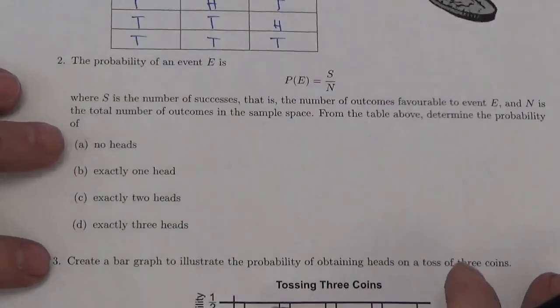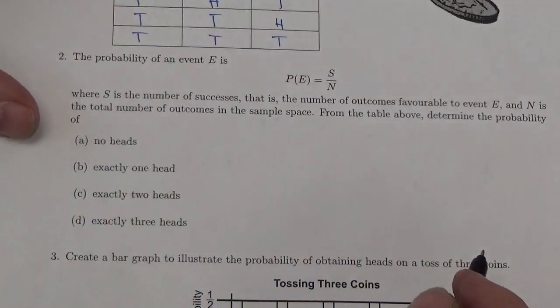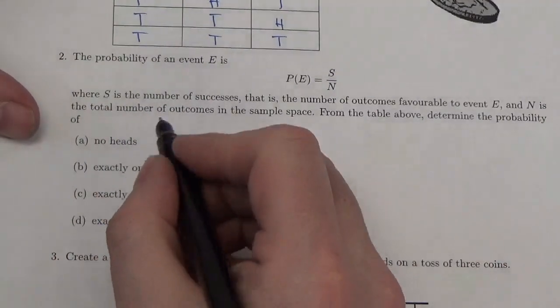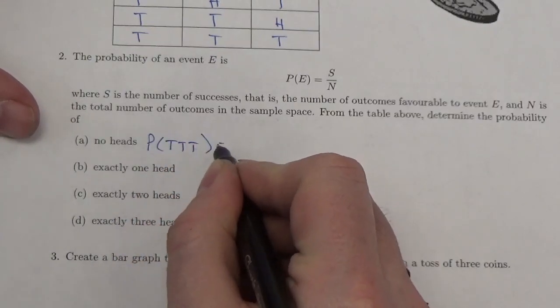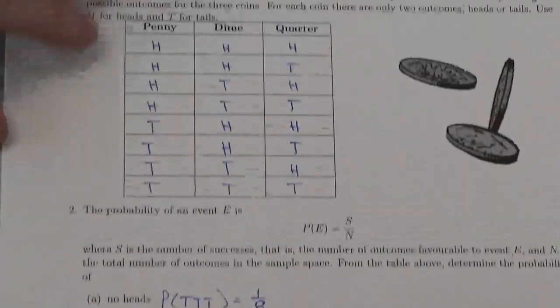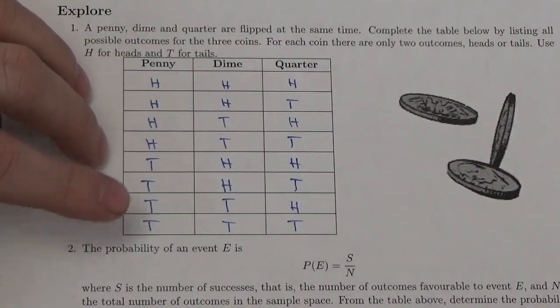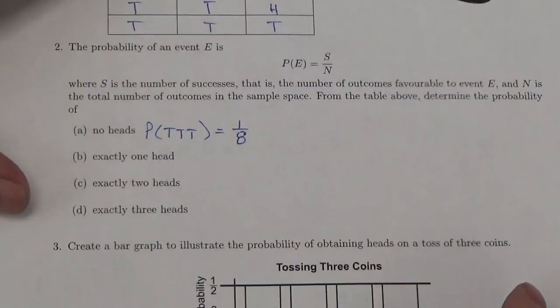Now let's take a look at the specific questions that they're asking. What's the probability that you don't get any heads? So this is basically the probability of tails, tails, tails. And we can see that that's 1 out of 8. Okay? There are 8 equally likely results, and one of them is a situation where we get all tails.